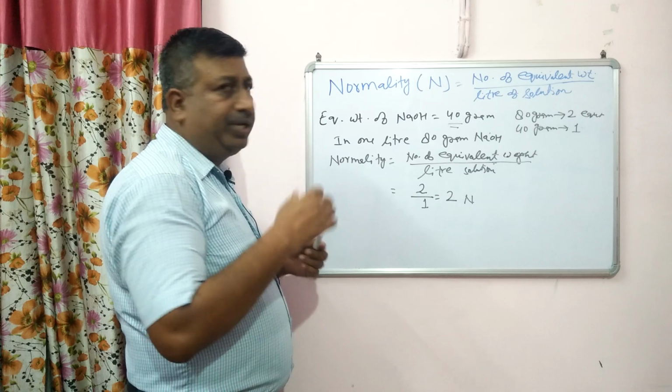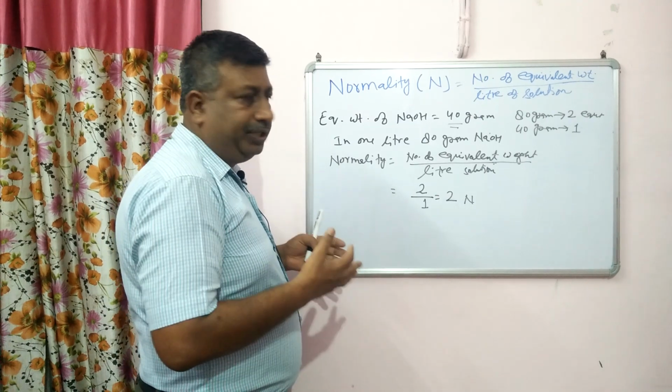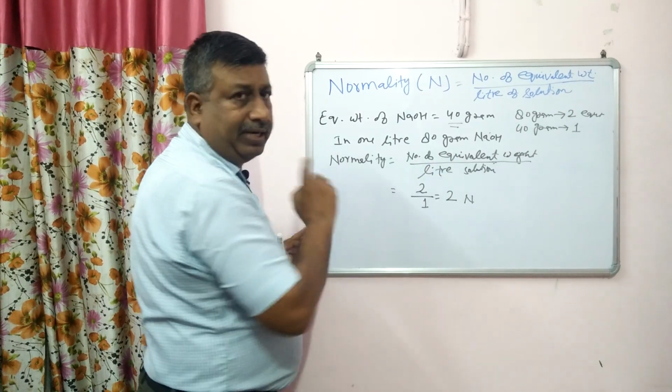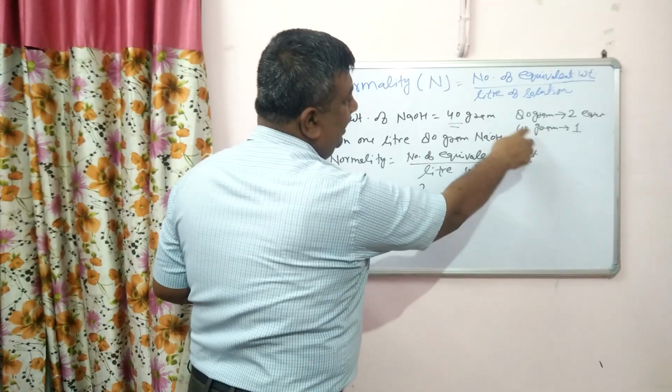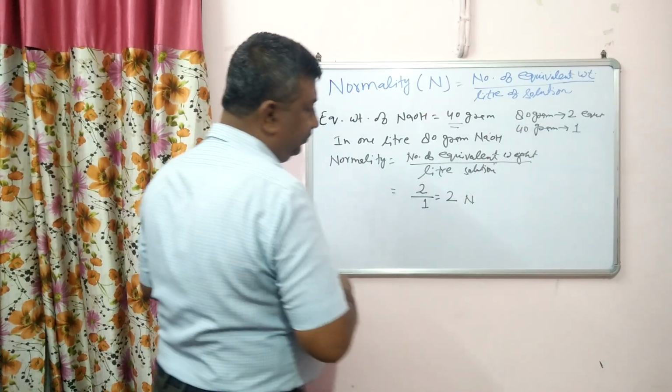So this is the way how we can calculate the नॉर्मेलिटी. तो हमको क्या करना है, यहाँ इक्वलेंट वेट निकालना पड़ेगा और लीटर से डिवाइड करना पड़ेगा कितने लीटर में है, तो ये हमारा निकल आएगा.